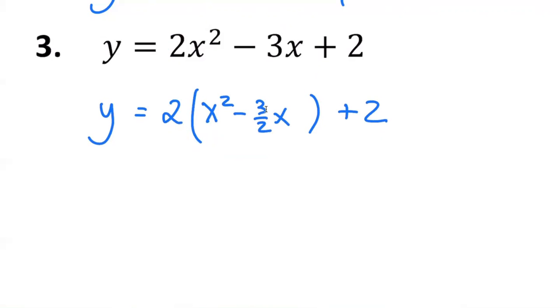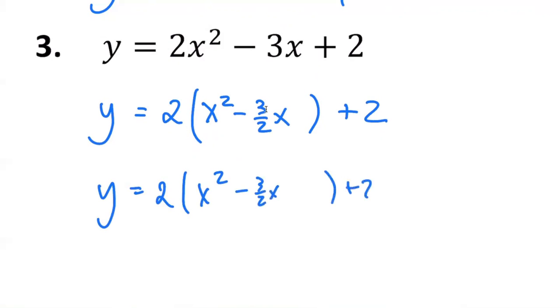And then we say what? y equals 2 times x squared minus 3 over 2x. And then we are going to add something. What? Well, what is 3/2 divided by 2? I'm going to do it by the side. Okay, 3/2 divided by 2 is the same thing as 3/2 times 1/2, which is 3/4.